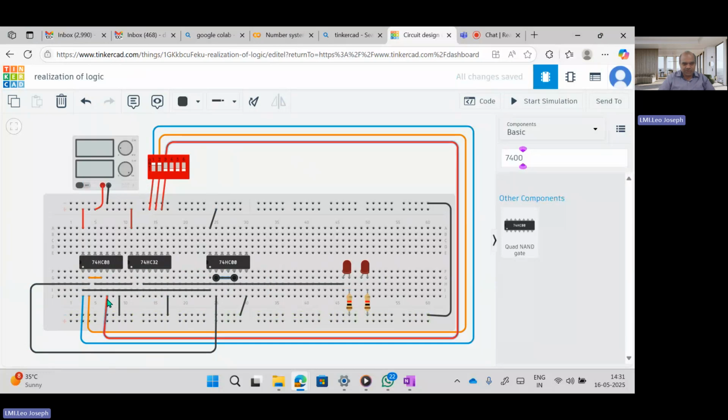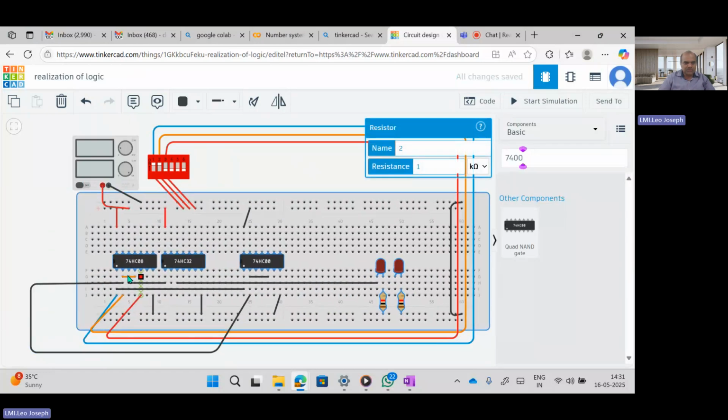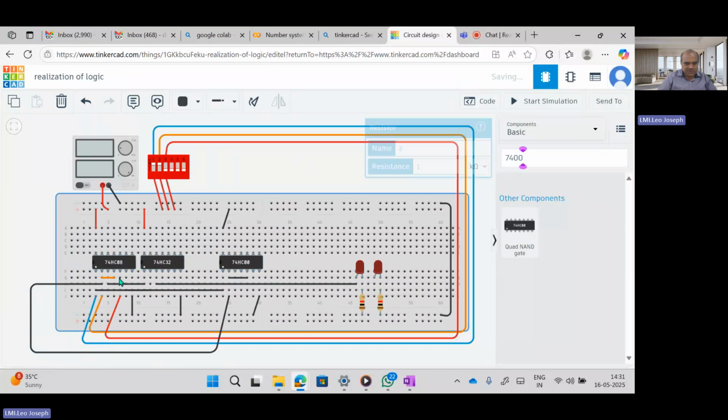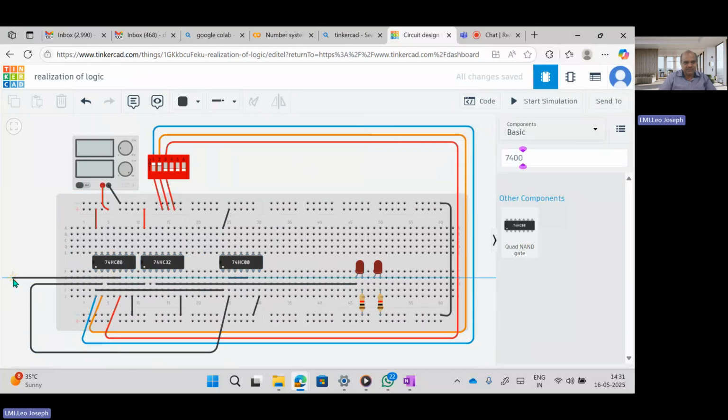From the fifth pin, this is the fifth pin, so I am taking one small wire. It will disturb, so you have to be very careful while connecting. From this fifth pin I am taking one wire and connecting it to the fifth pin directly. Second and fourth shorted. This is one, second and fourth is shorted, right? 2 and 4 are shorted.